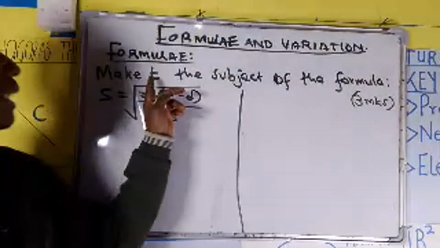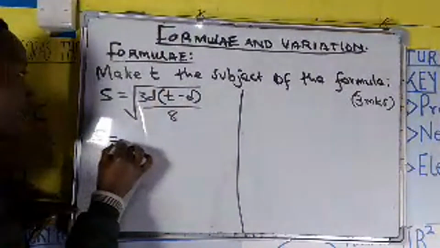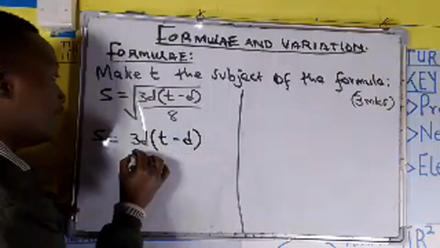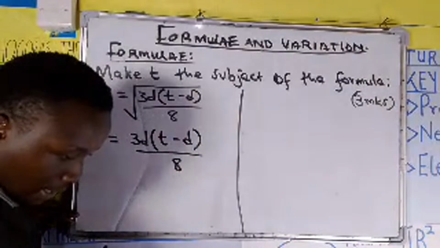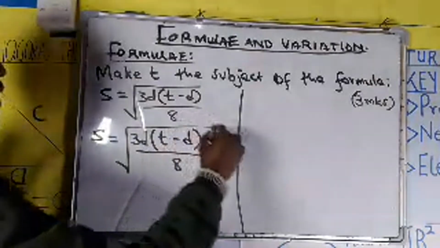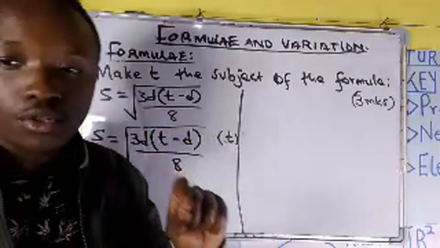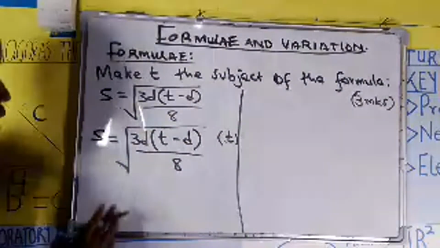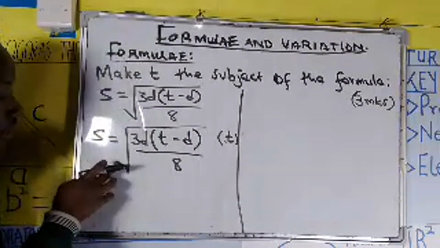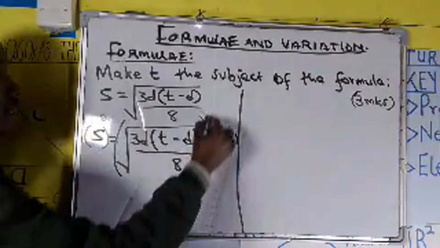Make t the subject of that formula. We have S equals the square root of 3d into brackets t minus d over 8, and we are supposed to make t the subject of our formula. Because we have a square root sign, we need to remove it. How do we remove the square root sign? We remove it by squaring both sides.